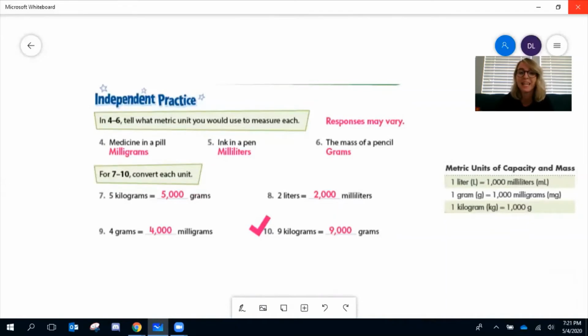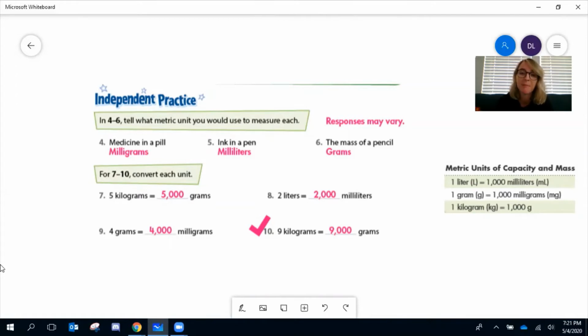Number 5, ink in a pen. Ink is liquid, so we will be using capacity. And when we look at liters or milliliters, we know that milliliters is much smaller, and the amount of ink in a pen would be a small amount, so we would use milliliters to measure that.